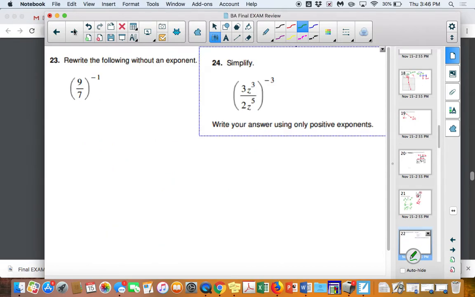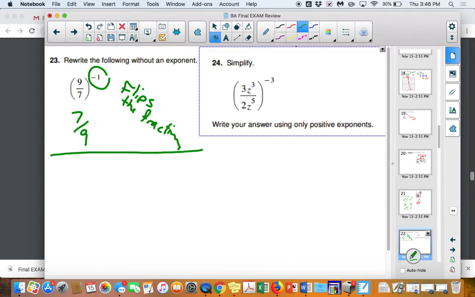Okay, so rewrite the following without an exponent. Now hopefully y'all remember whenever you raise something to the negative 1 power, what that does is it moves them. So if the entire fraction is raised to a negative 1 power, it flips it. So it flips the fraction. Okay, so your answer is just going to be 7/9 because a power of 1 doesn't do anything. But the negative turns it upside down.